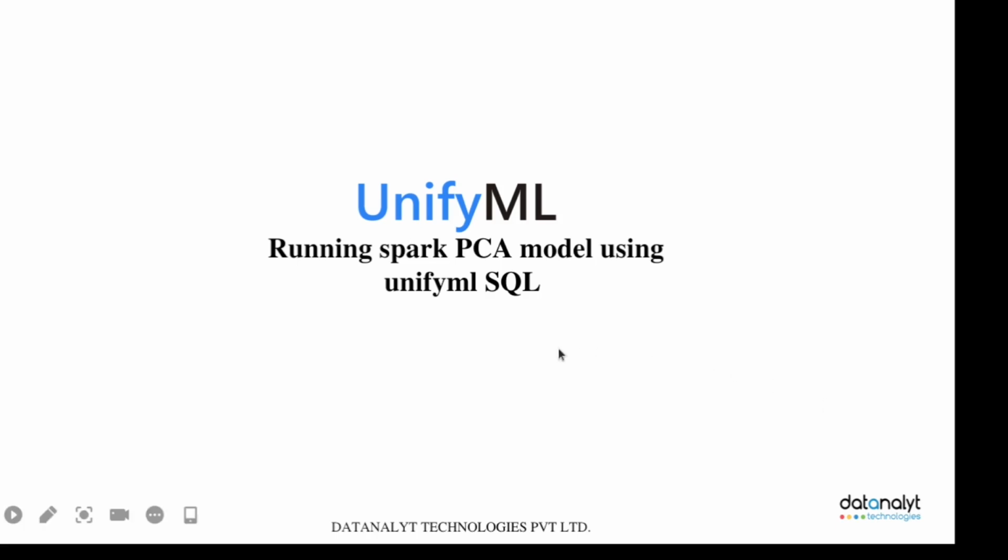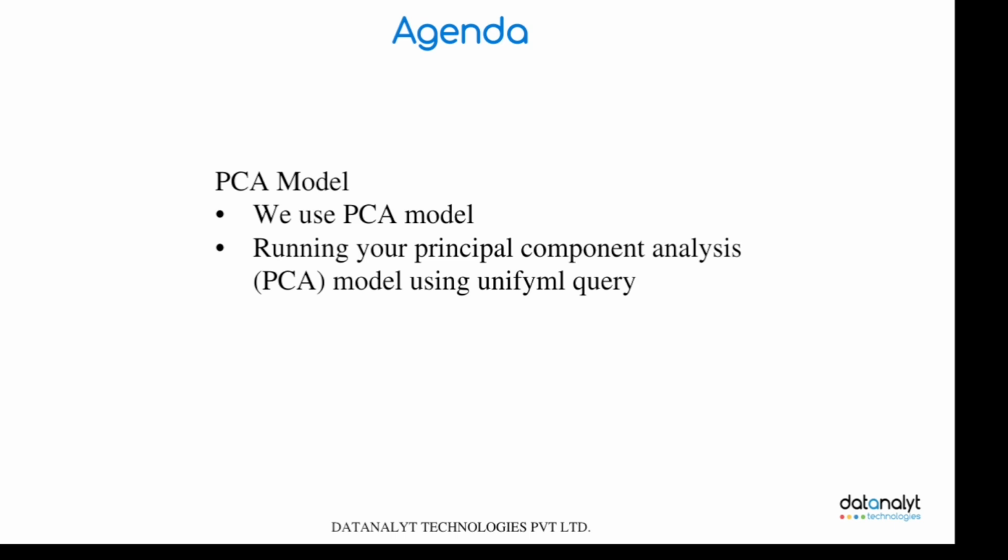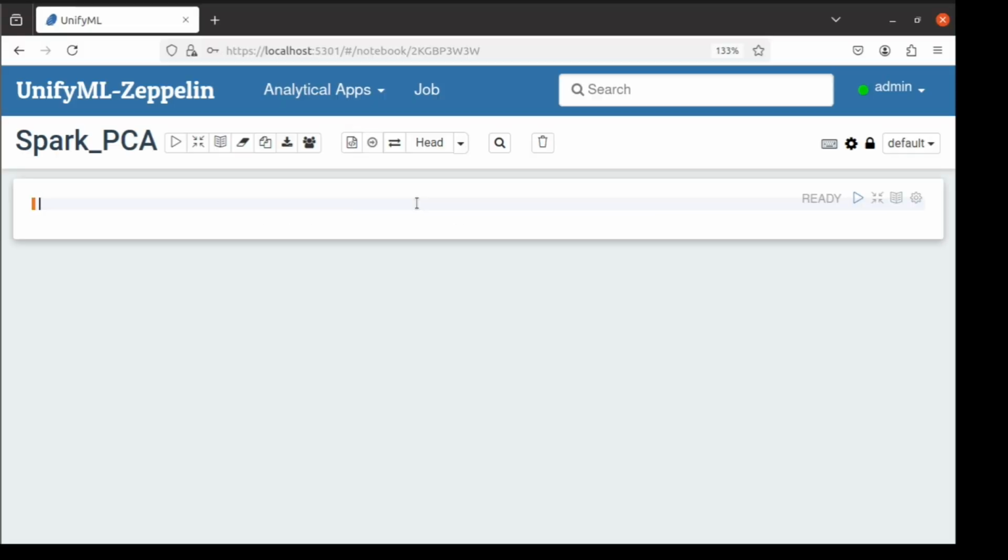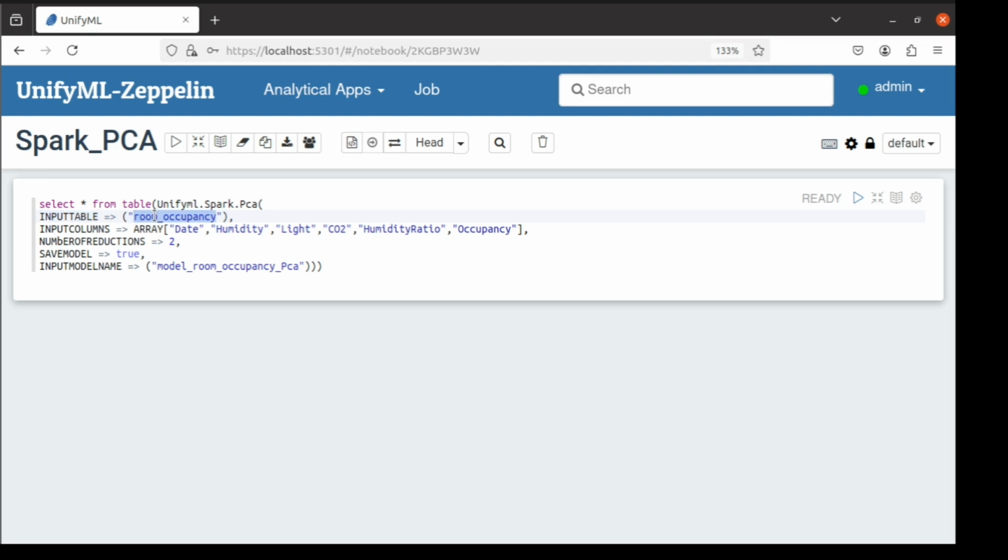In this video, we'll discuss the PCA model using UnifyML SQL. Principal Component Analysis, PCA, is used to reduce the number of features while retaining most of the data variance. Now, let's see how to apply the Spark PCA model using UnifyML.